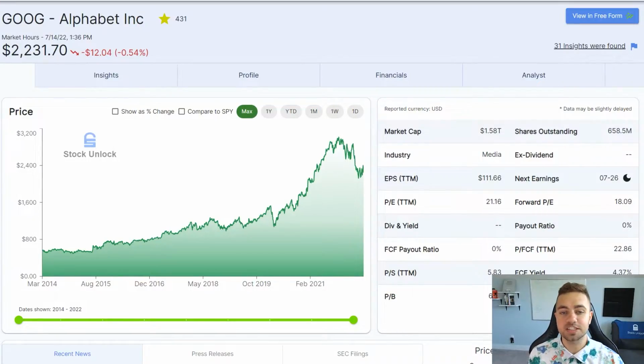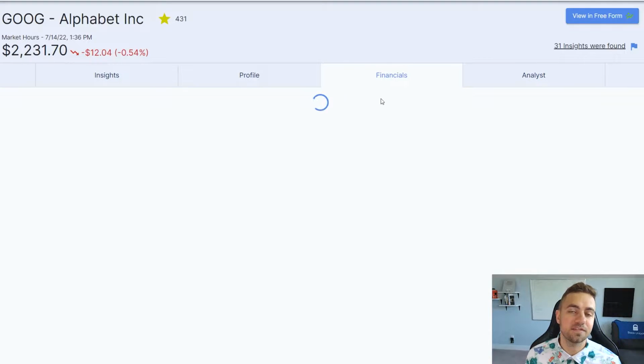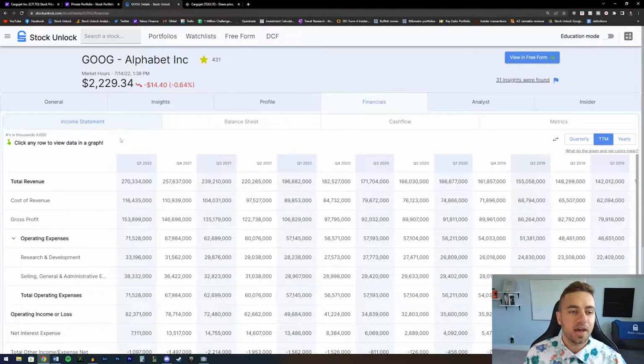So the first thing that we got to say is how you get to the income statement: you head over to any company or stock that you want to take a look at on Stock Unlock, and then you click the Financials tab right here. And then all you have to do is click on the income statement subtab.